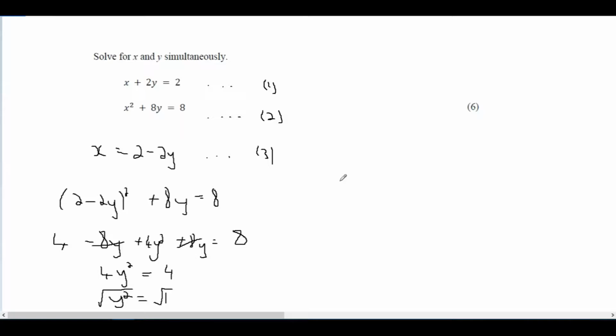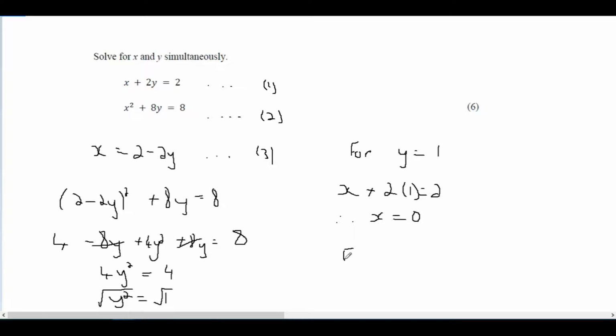So we have two values for y at this point, and from there we have to determine our values for x. So we'll say for y = 1, we can substitute it in either of our equations. So I'm going to do equation 1, so we're left with x + 2y, but for y we write 1, equals 2, therefore x is equal to 0.